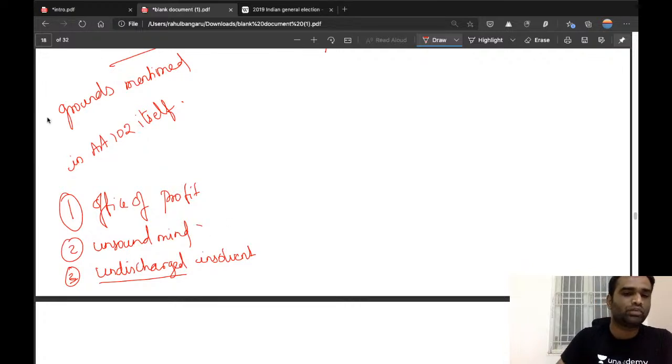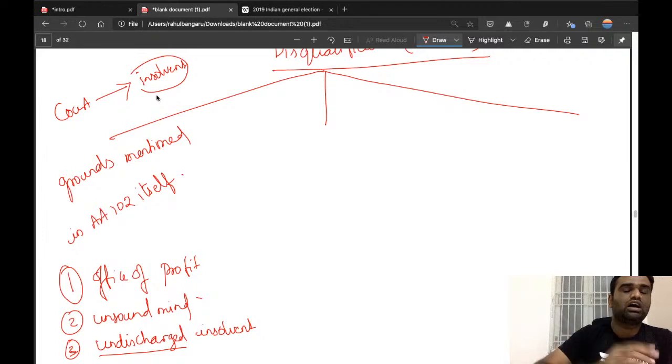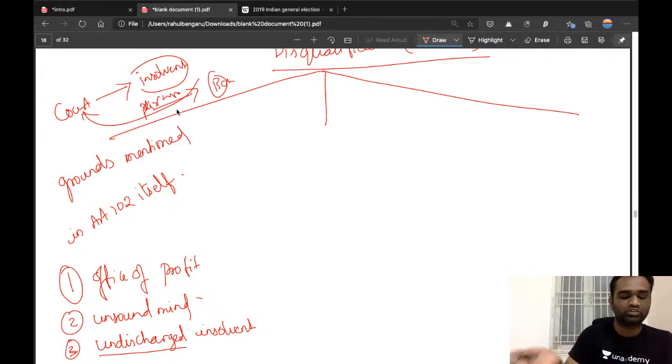What is the meaning of undischarged insolvent? If a court declares a person as insolvent, then that person will be declared an undischarged insolvent. Just by a person having debts towards a bank, he will not be declared an undischarged insolvent, and he will not be disqualified. Once the bank approaches a court and the court gives its order, he will be declared an undischarged insolvent. So keep that difference in mind.